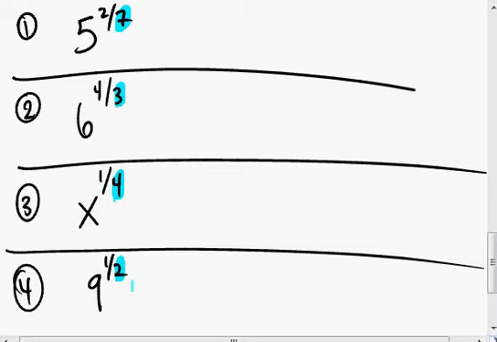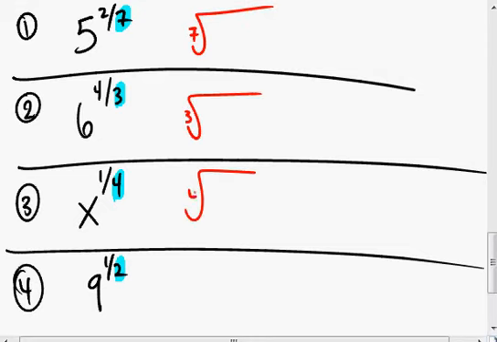So you could start by just doing this. That one's a 7 in there, that one's a 3, that one's a 4, this one's a 2. Okay? Any questions about that? I don't see any hands. Okay. Then you write the base inside. This would be a 5, this would be a 6, this would be an x, and this would be a 9. And then the numerator, this is like the power, okay?